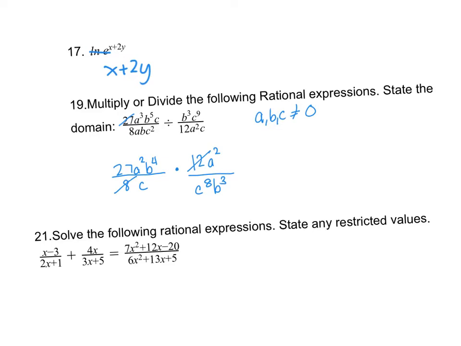So 12, this is going to be a 3, this is going to be a 2, 27 times 3 is 81, a to the 4th, this is going to cancel that, b goes on top over c to the 2, c to the 9th.